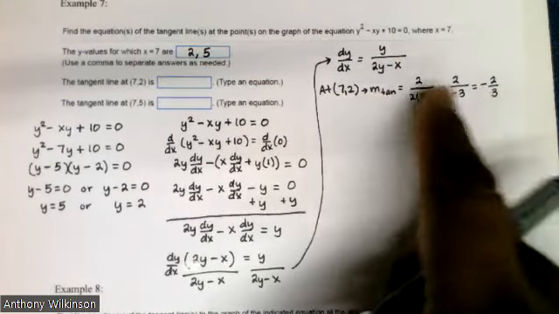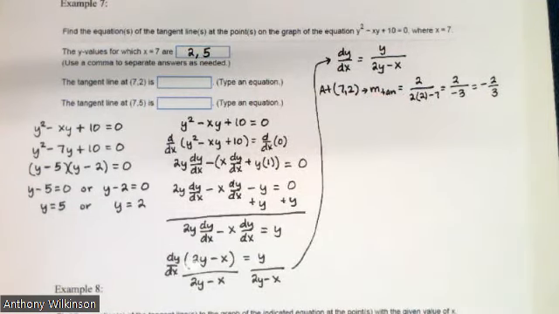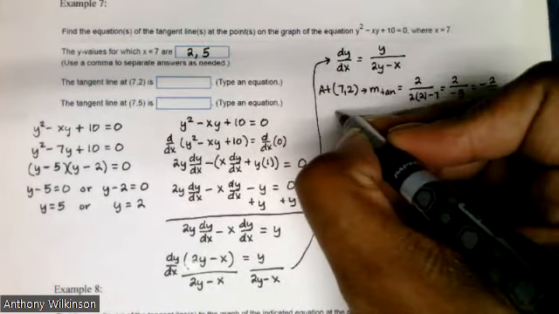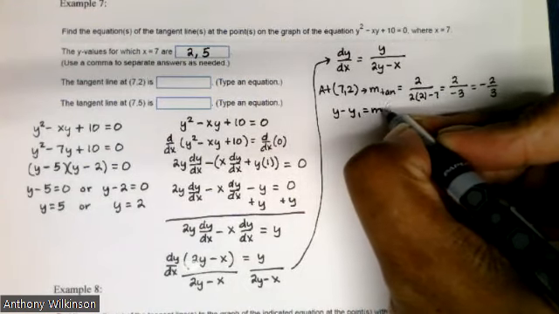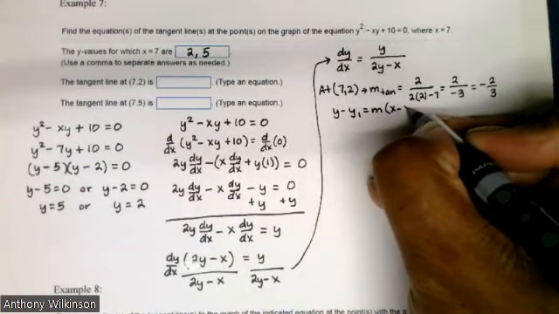Now we're going to use that slope along with that point in our point-slope form, which is in this case y minus y1 is equal to the slope m times x minus x1.